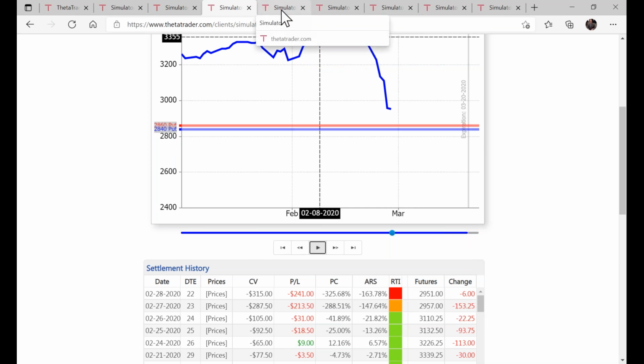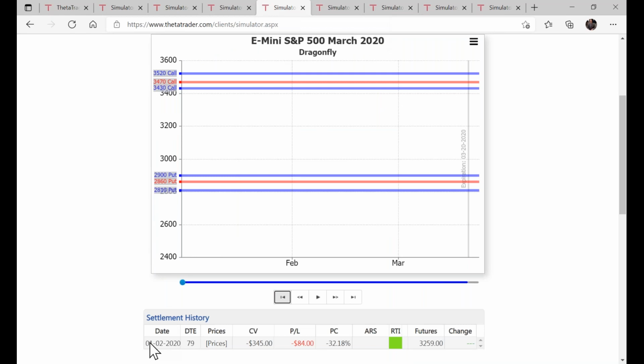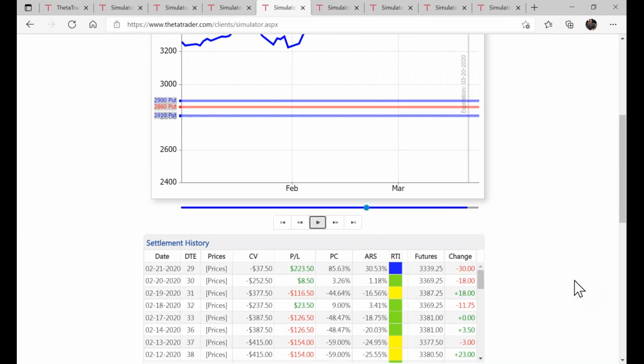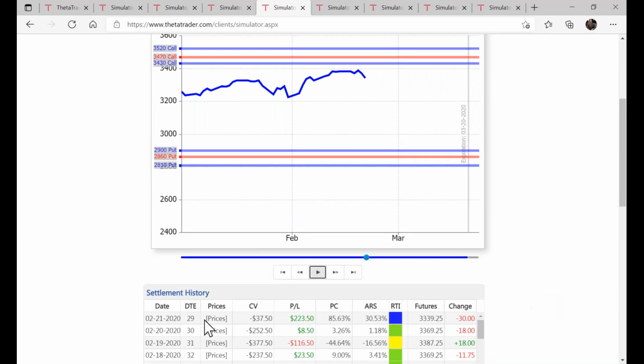Now here is that same exact date, same trade on the same expiration, but instead of a Condor, I'm sorry, you do a Dragonfly. Turns yellow, a little bit of risk. Look at that, turns blue, take your profits and get out of the trade and go to the next one. So that was on February 21st.